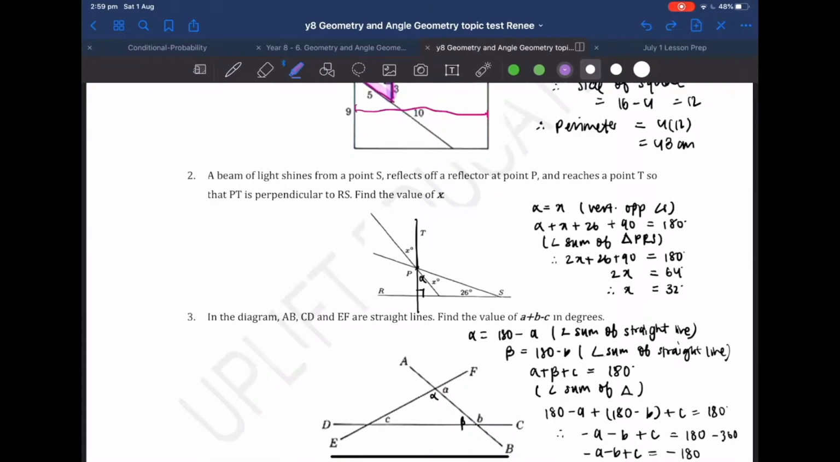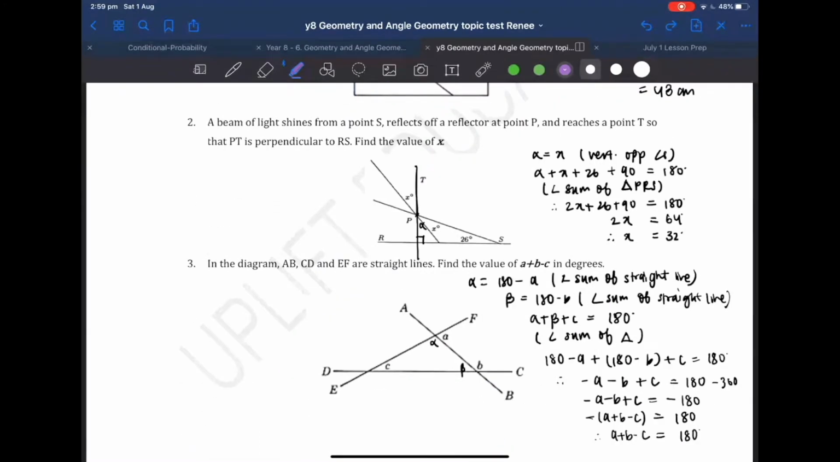Okay, second question. A beam of light shines from a point S, reflects off a reflector at point P, and then reaches a point T, so that PT is perpendicular to RS. Find the value of x.